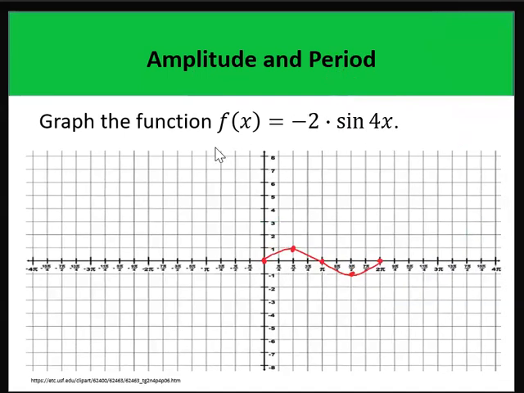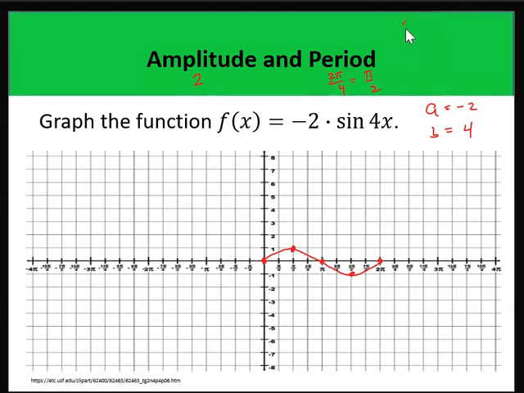Next, this time let's consider the function f of x is equal to negative 2 times sine of 4x. So in this particular example, the value of a is negative 2 and the value of b is equal to 4. So if we get the absolute value of a, it's going to be the amplitude of the graph of this function, while the period is 2 pi over 4, which is pi over 2. So to get the labels, we will divide pi over 2 by 4. So that's going to be pi over 8.